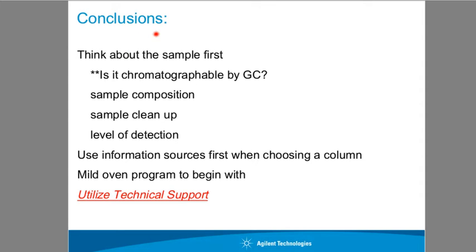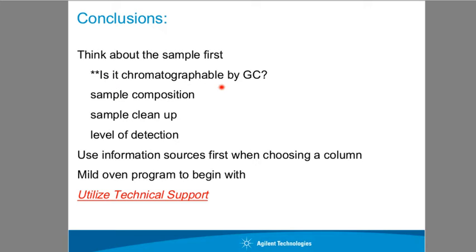So, conclusions, and I know again we went through this really quick. The first thing obviously is to think about your sample and your complete sample, not just the analyte that you're interested in. Look at the sample composition, your matrix, and things like that, because we have to consider all of that apart from your analyte of interest. We want to make sure that the column can accommodate the type of sample, and that we're getting enough retention and resolution between what you're interested in as well as whatever else is in there.